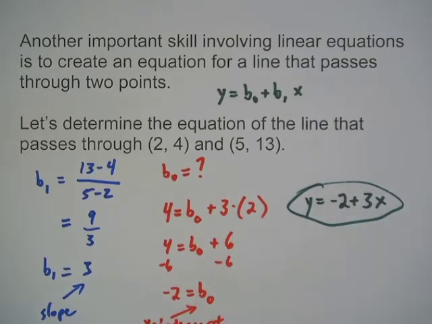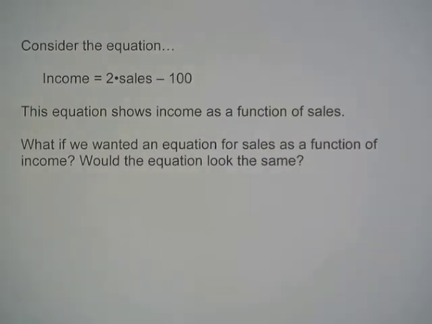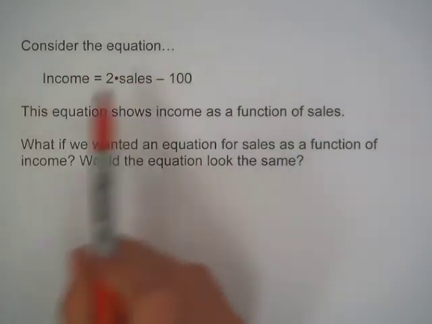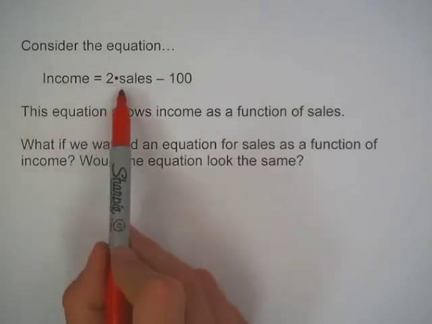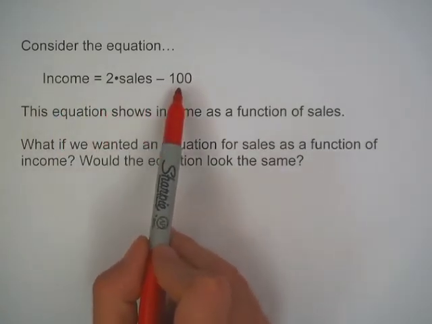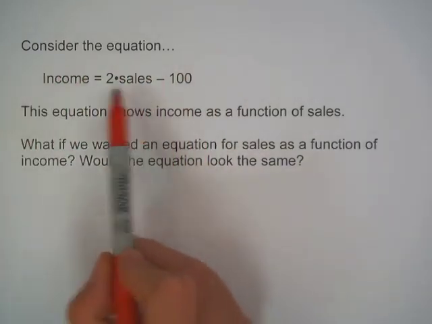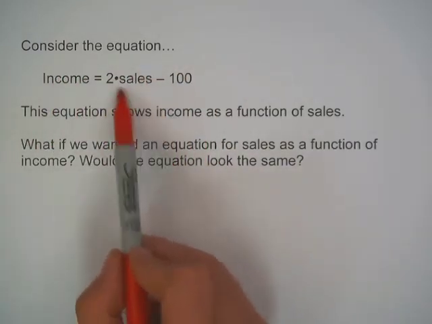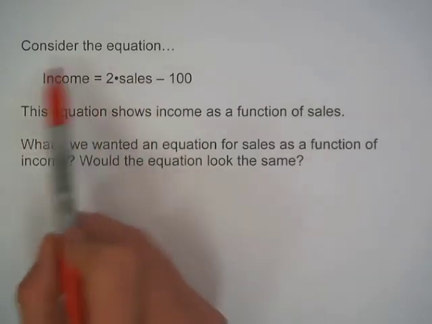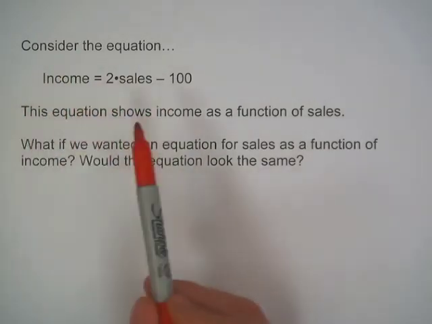Okay, now the last thing I want to discuss is how to think about an equation with the variables reversed. Okay, so let's consider this equation. Income equals 2 times sales minus 100. Instead of using x and y, I'm using two variables. So I'm using a variable for sales and a variable for income. It doesn't matter what I'm calling x and y, I'm just putting them in as the values.